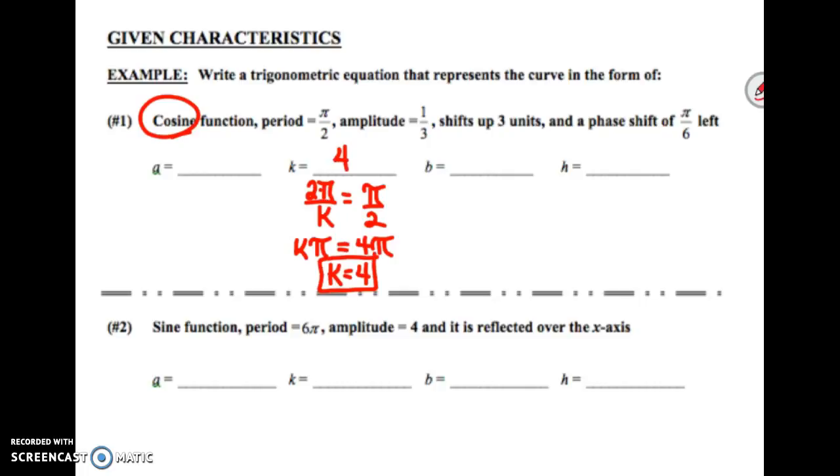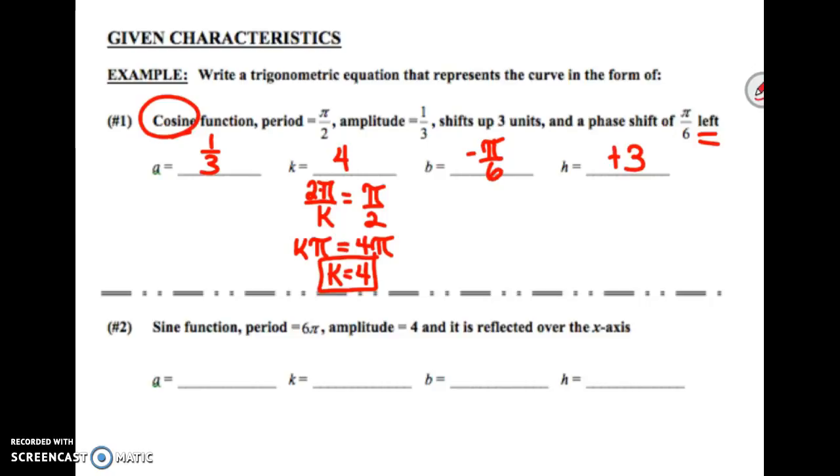My amplitude is 1/3. That gives me my A value. That's 1/3. It says I have a shift up 3 units. That's going to be my H value. And I have a phase shift of pi over 6 to the left. So remember, left means that my B is negative pi over 6.